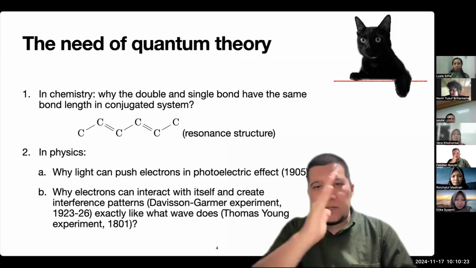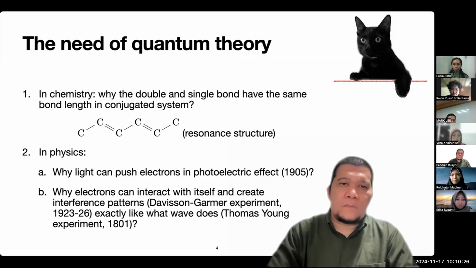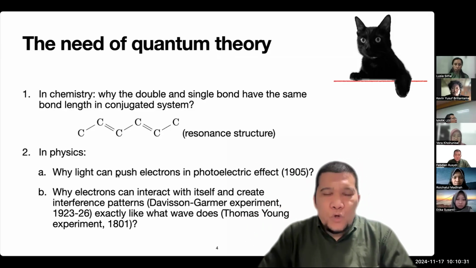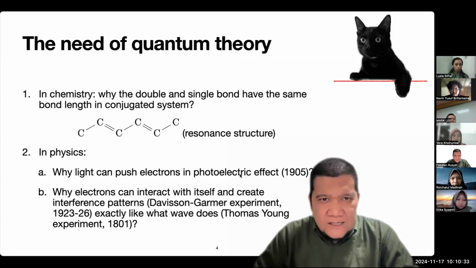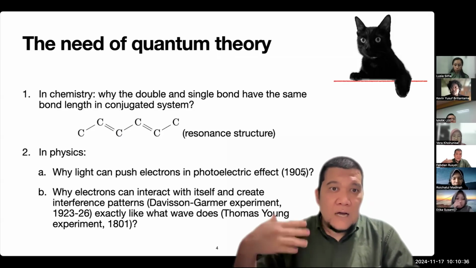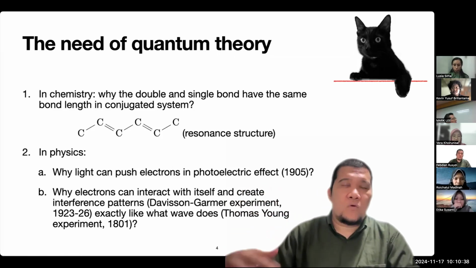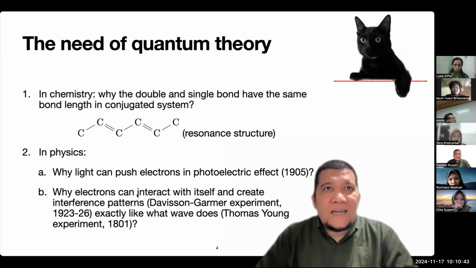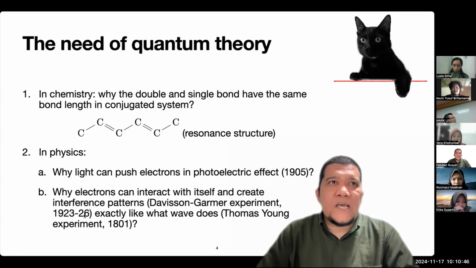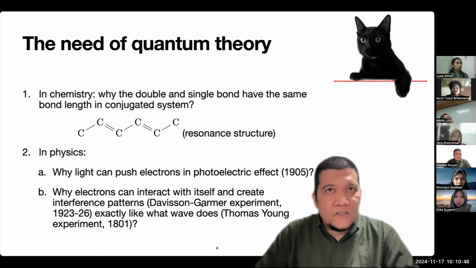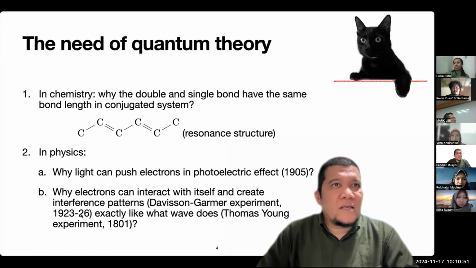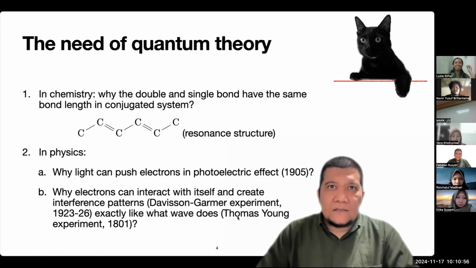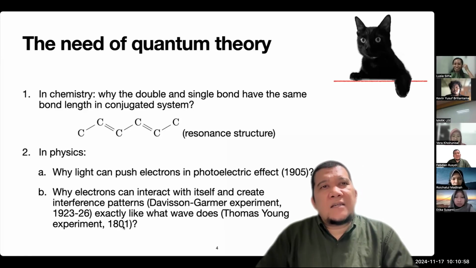Not only in chemistry, in physics, we also have 2 problems that also need quantum theory. First, why light can push electrons in the photoelectric effect, 1905. Einstein explained it using quantum theory. The second problem is why electrons can interact with itself and create interference patterns. Davisson-Germer experiment, 1923 until 26, exactly like what wave does. Thomas Young experiment 1801.